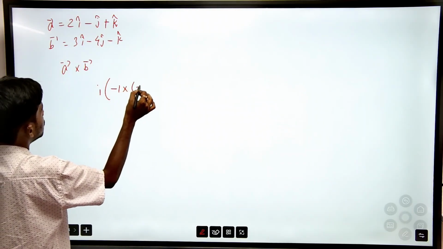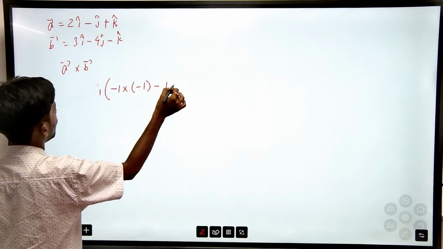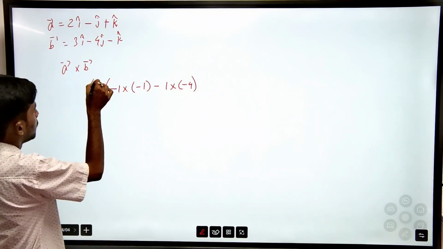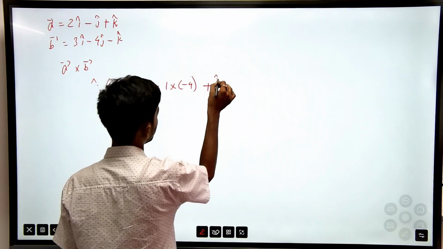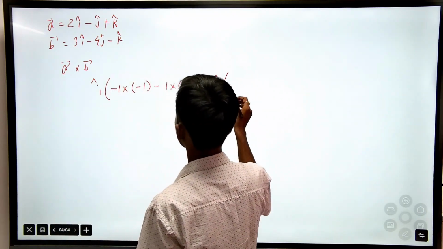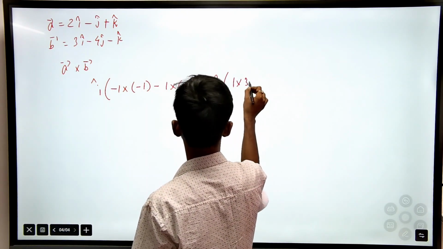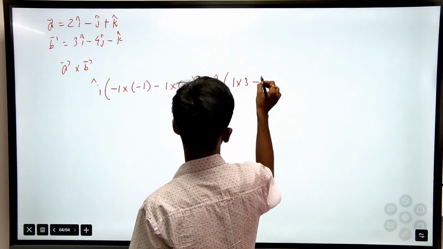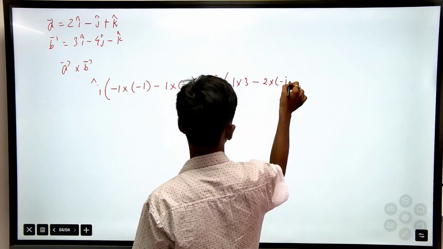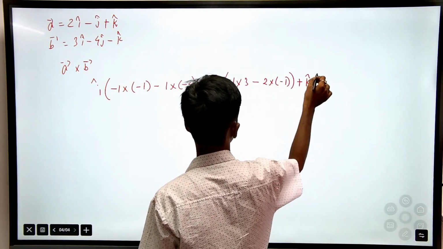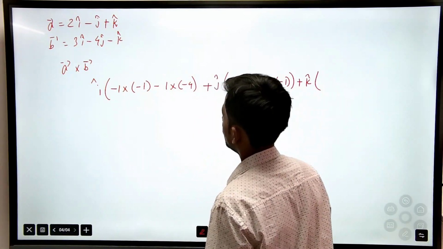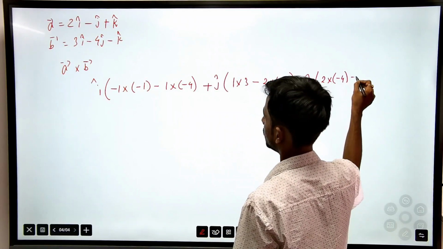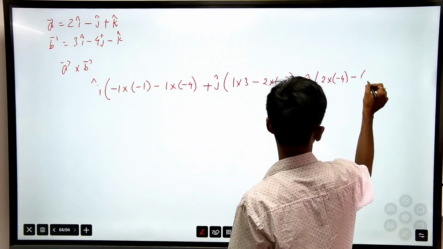आई के साथ क्या होगा? -1 into -1, -1 into -4, this will be your i cap, then plus j cap will be 1 into 3 minus 1 into 3, 2 into -1, and plus k cap will be 2 into -4 minus -1 into 3.